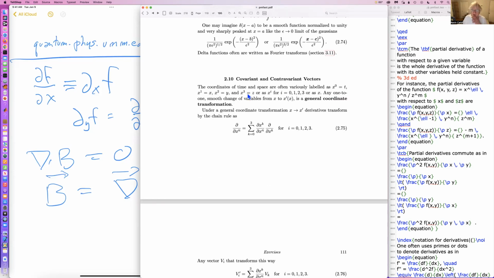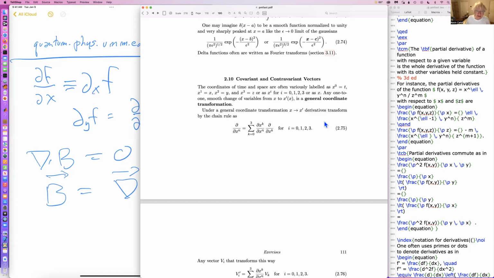Let me remind you one more time of covariant and contravariant vectors, which is a concept that is sloughed over almost completely. At least it was when I was a student. I hope things are better now. Anyway, covariant and contravariant vectors, it's a term that's used differently in different areas of physics and mathematics.